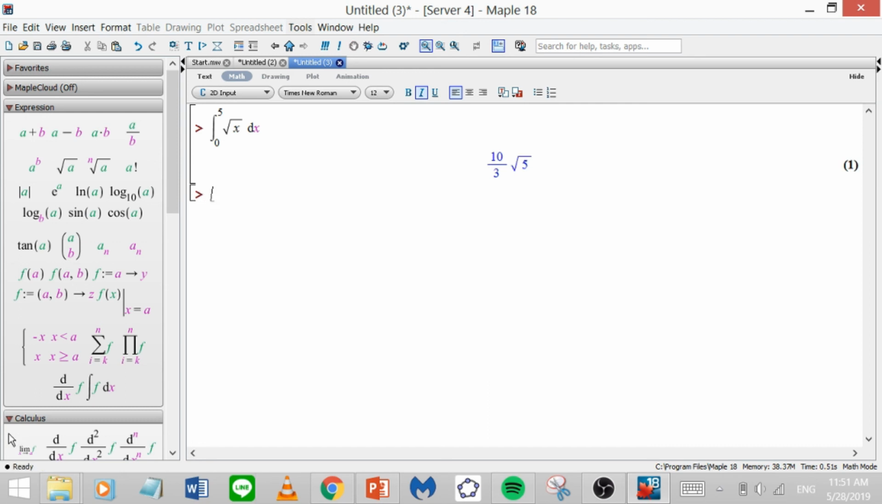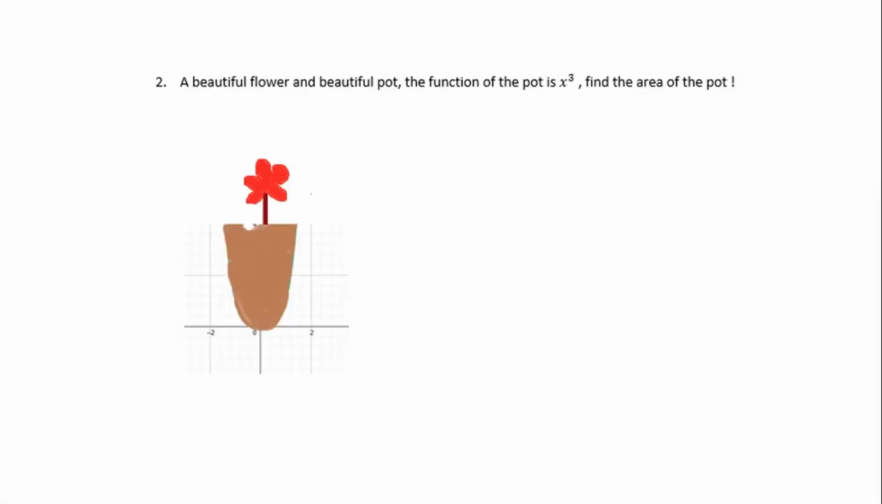Let's go to number 2. Now, a beautiful flower and a beautiful pot. The function of the pot is x cubed. Find the area of the pot. What is the lower limit and upper limit? Okay, the lower limit is 0 and the upper limit is 4. Okay, let's go to Maple.